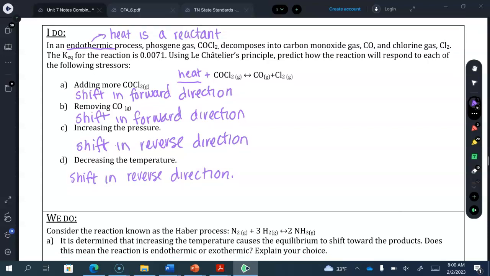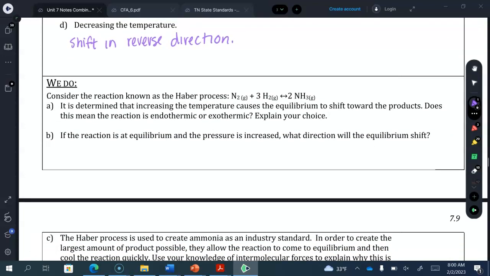So now we're going to look at the we do. Consider the reaction known as the Haber process given here. It is determined that increasing the temperature causes the equilibrium to shift towards the products. Does this mean that the reaction is endothermic or exothermic? Explain your choice. Please pause the video and try A now.